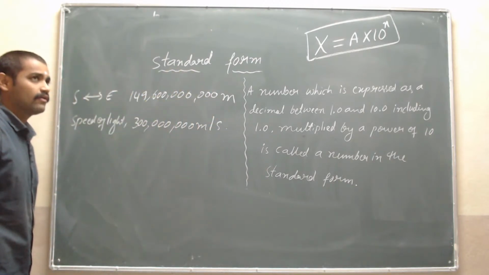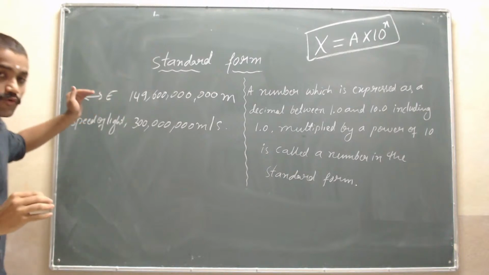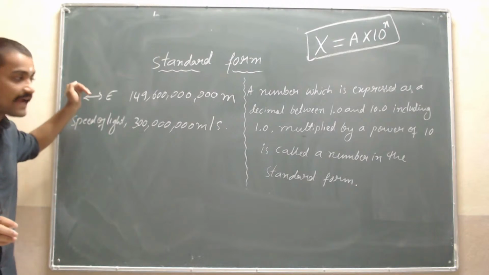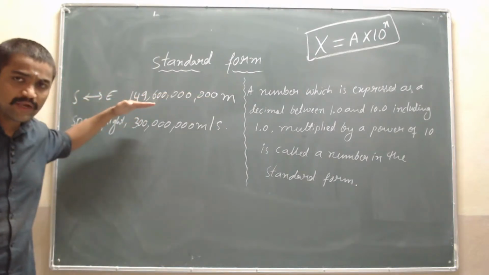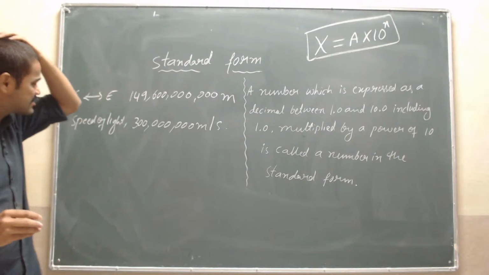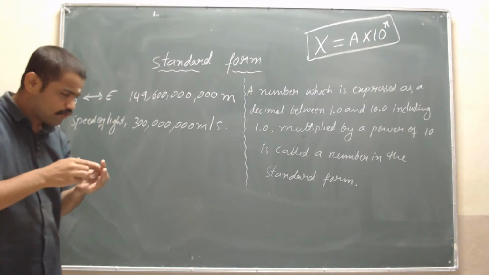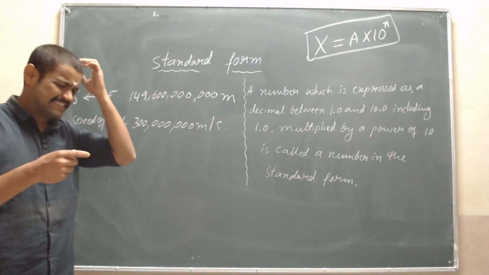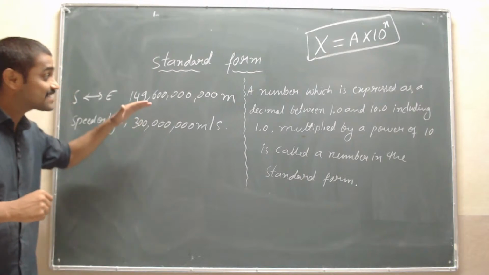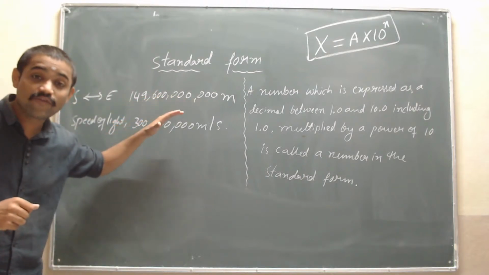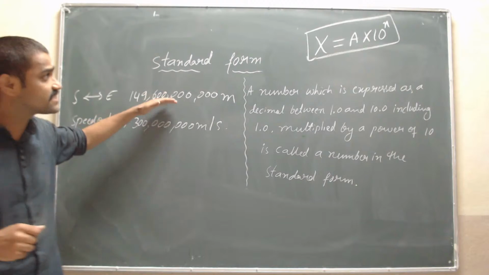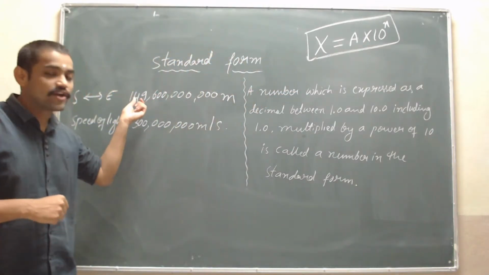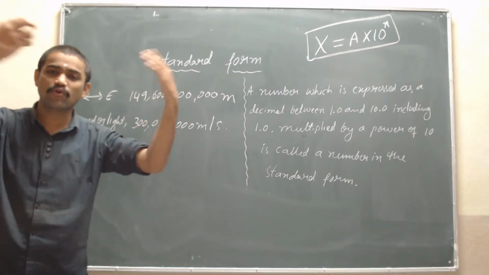And one more we have. Let's see these two. Here we are expressing the distance between the sun and the earth in a long way. Sir, we have to remember all the zeros by heart: 149600000. So it is confusing and it takes lots of time to write. That's why if we express this number in standard form, easily we can say 1.49 into 10 to the power of whatever it may be.